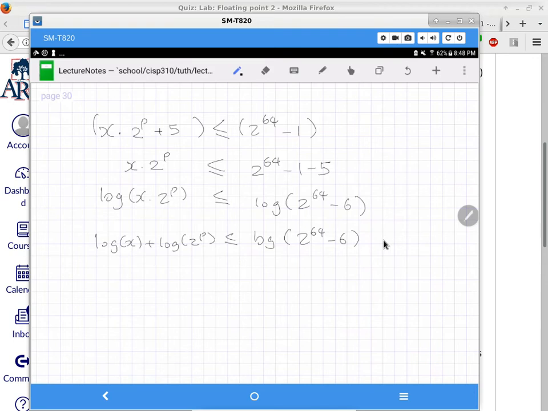All right, so now we take the p out, because when you look at the exponent of a component inside a log, the exponent can be separated out, just like that.